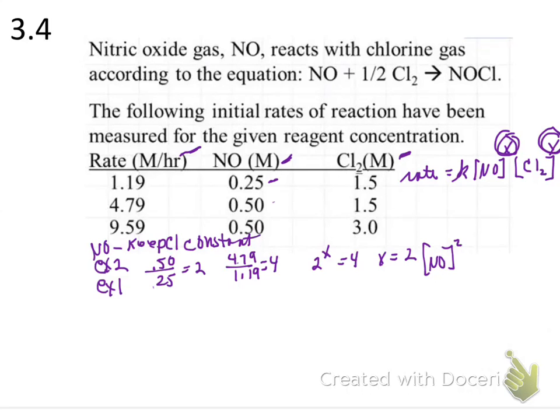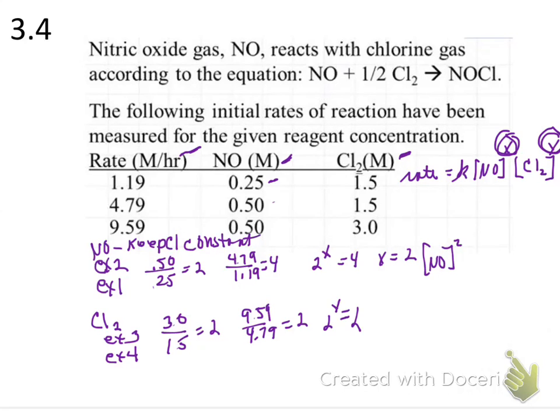Okay. We're going to do the same thing now, finding the order with respect to chlorine by keeping NO constant. To do that, we can see experiment 3 versus experiment 4. The concentration of Cl2 is 3 over 1.5, which is 2. If I compare the rates, dividing experiment 3's rate by experiment 4's rate, I get 2. So now I say 2 to what power gives me 2, and that is going to be 1. So Y is 1. So chlorine is first order.